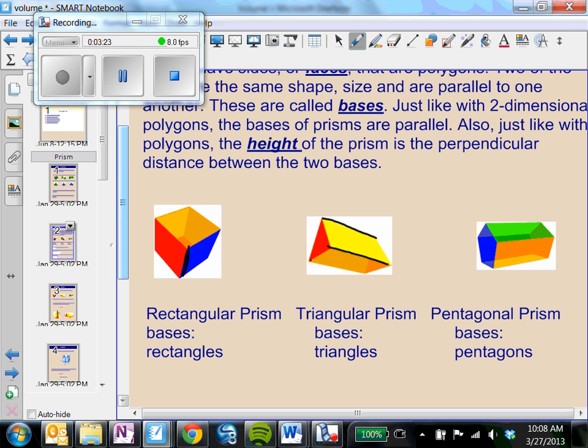Now, you will have multiple heights. You will have the same number of heights as you have sides on your bases. So, notice all the heights I'm drawing. How many heights do we have for our triangular prism? 3 heights, because there are 3 sides to our triangle, and each of the vertices on the triangle creates a height.